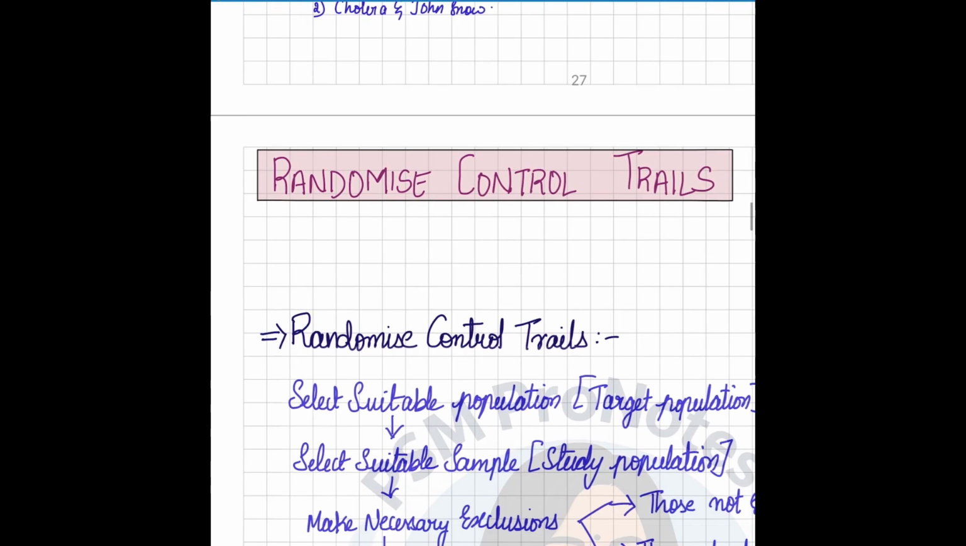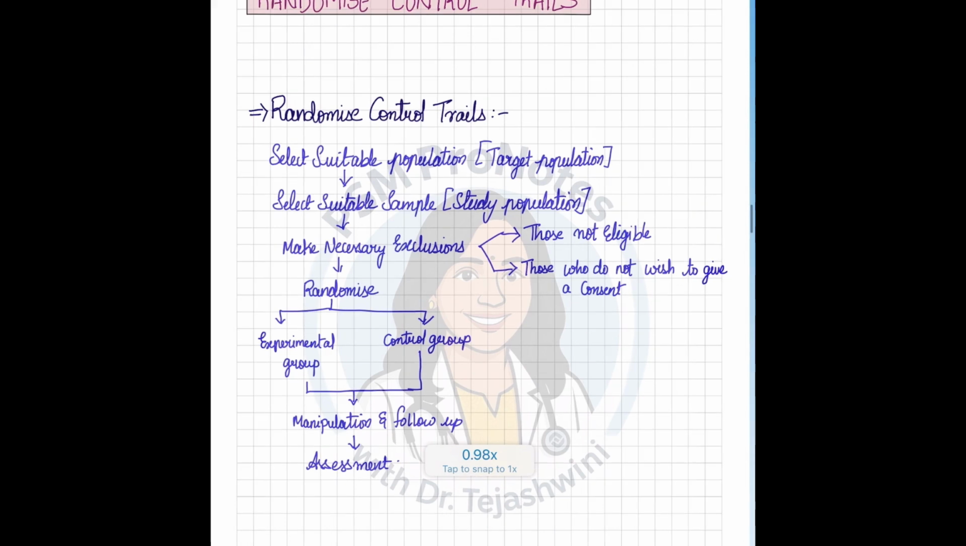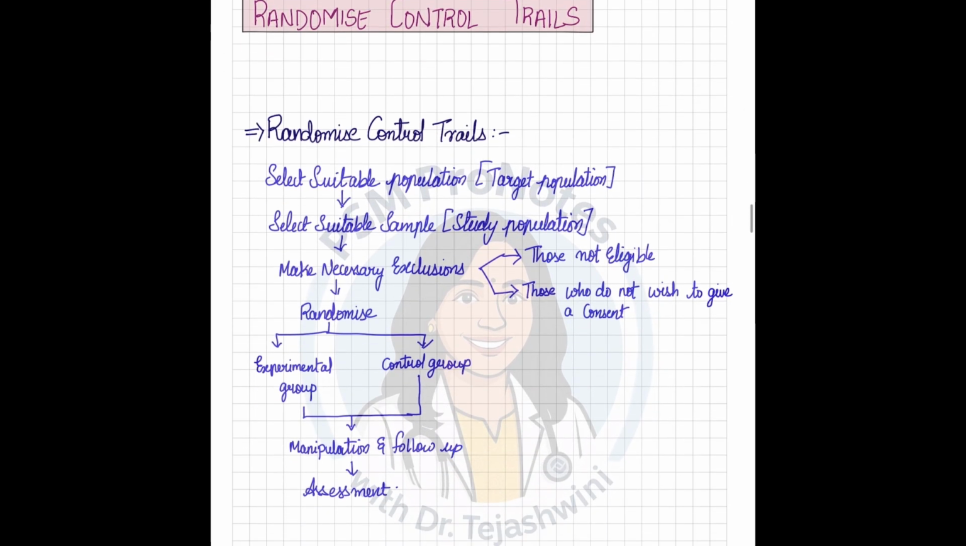Randomized controlled trials, RCTs. Now let's move on to randomized controlled trials, RCTs, the most robust form of experimental design. RCTs involve randomly assigning participants to either the experimental group, the group receiving the intervention, or the control group, the group receiving a placebo or standard treatment.